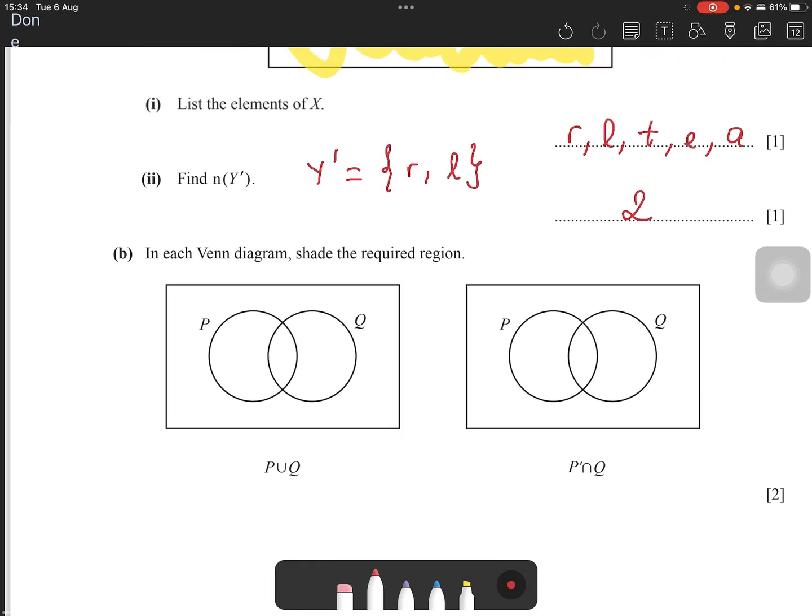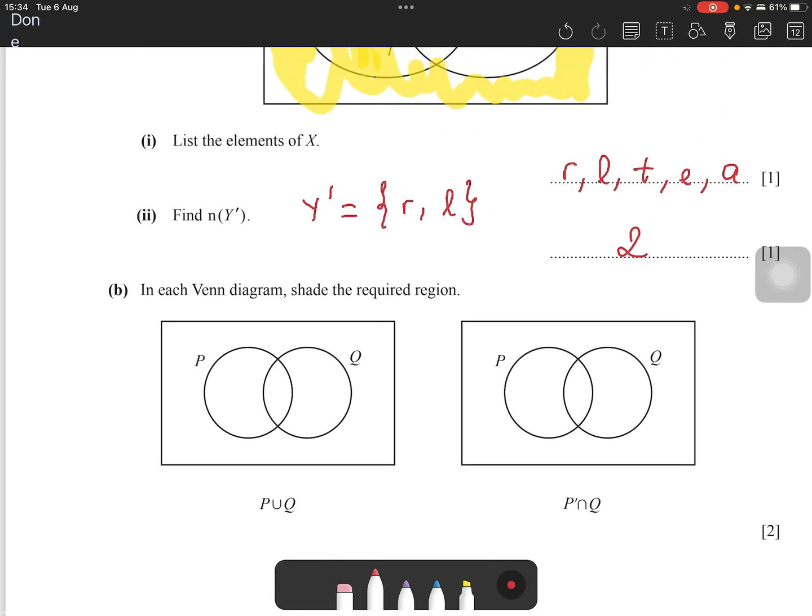B. In the Venn diagram, shade the required region. P union Q means we shade the whole of P and the whole of Q. The second, not P intersection Q. This means first I will shade Q. And then I remove the part that is not in P. So I remove this.